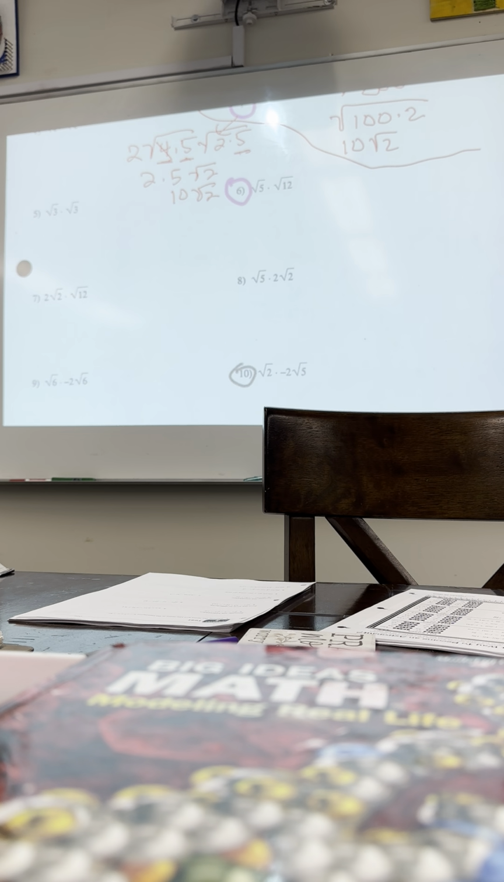Number 6. Everybody do number 6. Okay, so we start with 60. Then what? 2 square root of 2. So 4 times 15, right? Yeah. Or 4 times 5 times 3, right? Yep. And 5 and 3 are prime, so it becomes 2 square root 15.